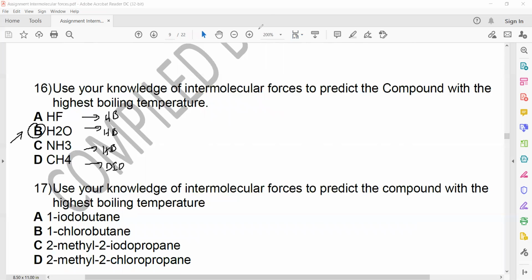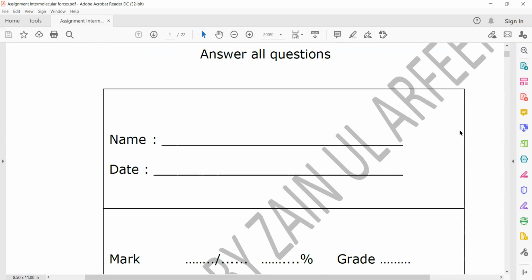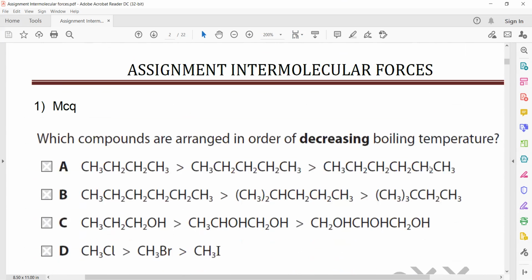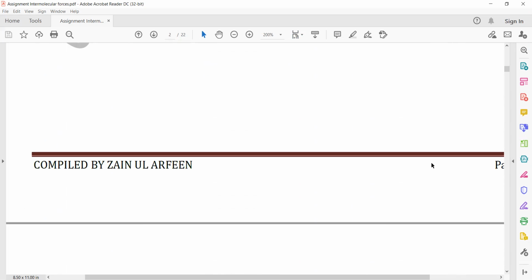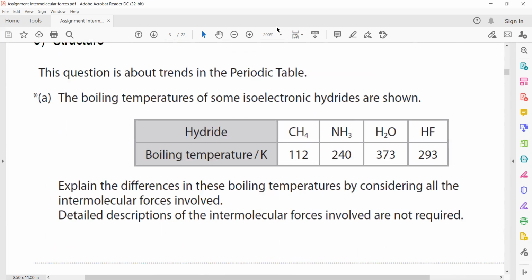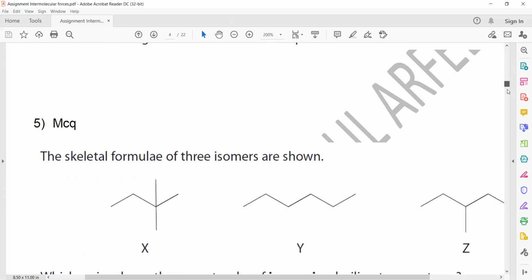And this is the same curve. You can check the table from question 3, when we were comparing the boiling temperatures, and you can clearly see that H2O has the highest one. And why does it have the highest? Because it forms more hydrogen bonds per molecule compared to the others.